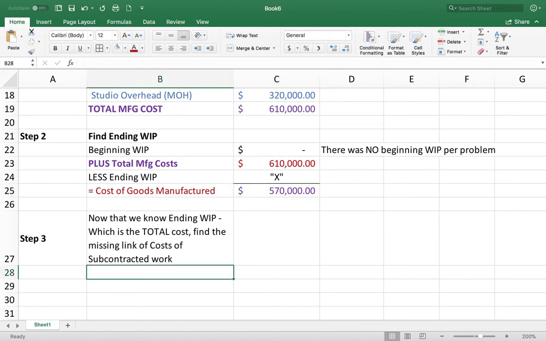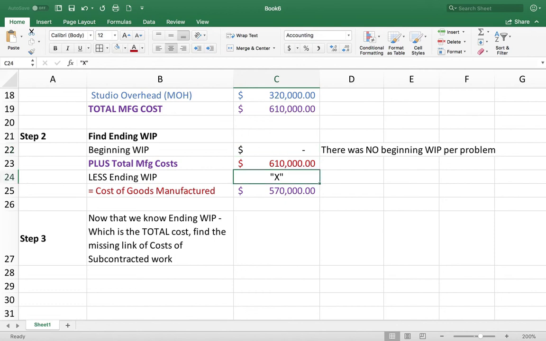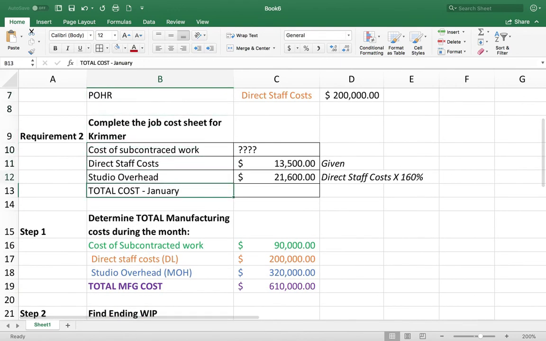So if we solve for x, we basically have 0. I'm doing that on my calculator. 0 plus 610,000 minus 570 gives us $40,000, right? So that's really what x is. That's how much we have still left in our ending inventory, which is the total cost of what the Krimmer Corporation project is. So now we can basically finish our equation, but this is a little bit tricky. This whole question is a little bit tricky. Now we can see our total costs are $40,000.